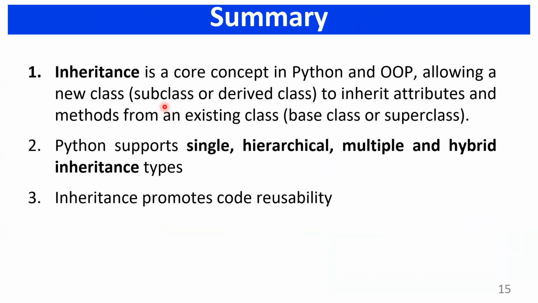So in this class, we have discussed the concept of inheritance. Inheritance is a core concept in Python and object-oriented programming as well, allowing a new class to be created which inherits the attributes and methods from an existing class, which is called the base class or the superclass. Python supports single inheritance, hierarchical, multiple, hybrid, and multi-level inheritance also. And inheritance promotes code reusability. That is the advantage of the inheritance concept.